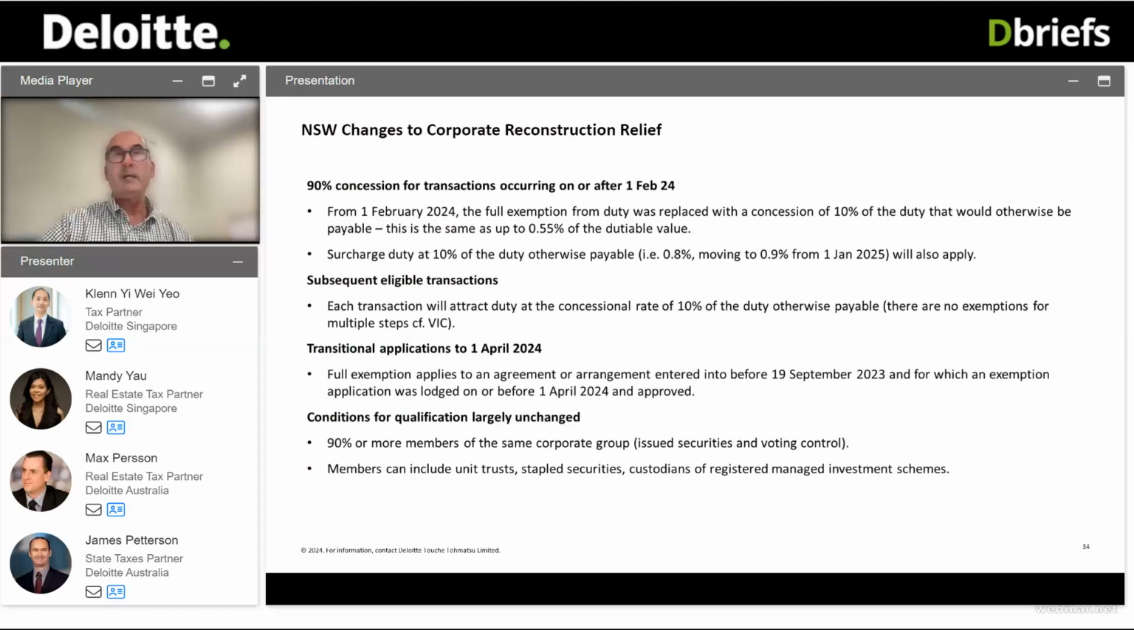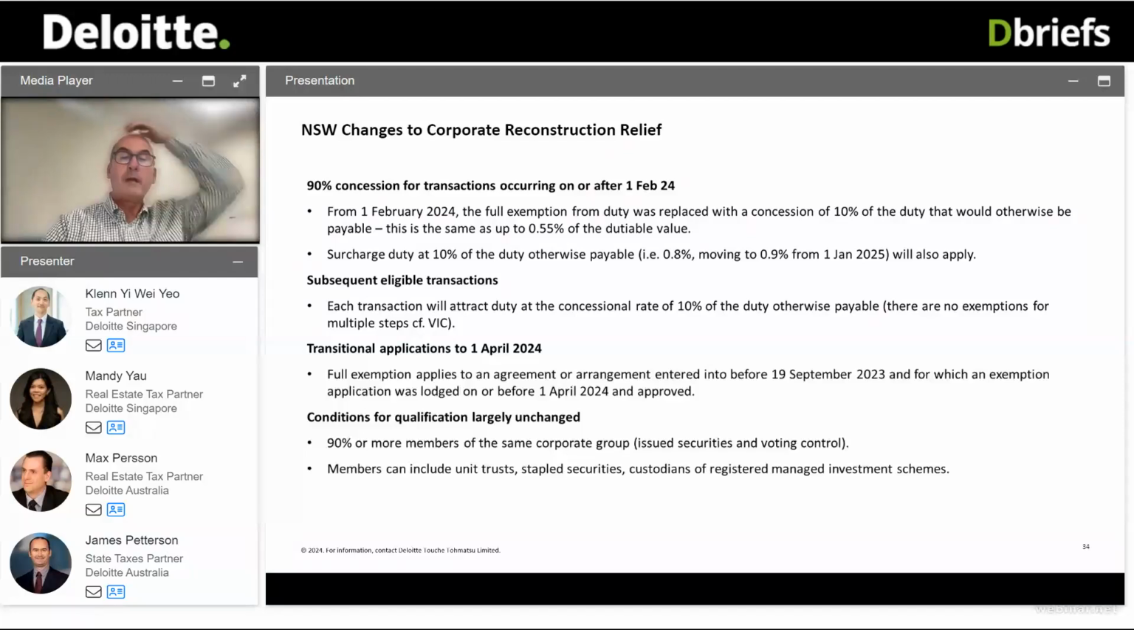The important thing to note here is that from the 1st of February this year, the full exemption from duty for corporate reconstruction relief was replaced with a 90% concession. And further, each step in a multi-step transaction that involves the same underlying New South Wales property will also be subject to that 90% concession, which will also apply to surcharge duty. All other corporate reconstruction relief requirements remain unchanged, and those general conditions are on the slide.